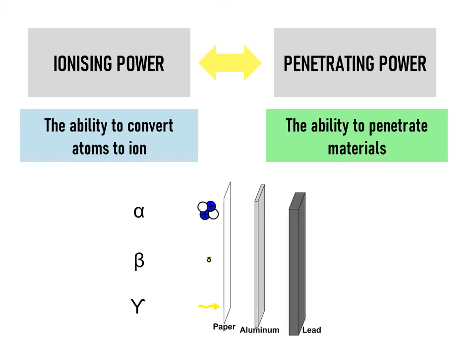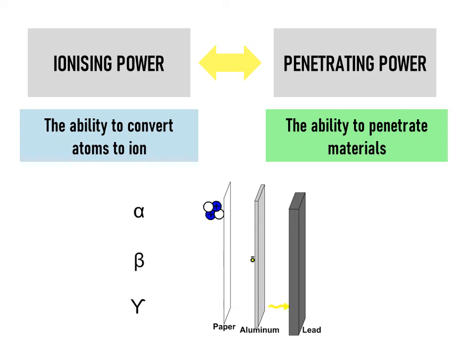As you can see from the diagram, an alpha particle loses energy very quickly as it moves through a medium. After a short distance in the medium, the alpha particles would have lost almost all energy. So, alpha particles have the lowest penetrating power.